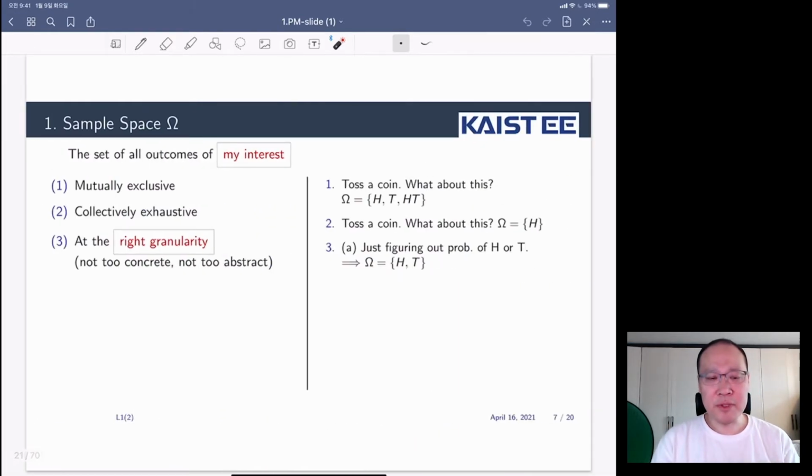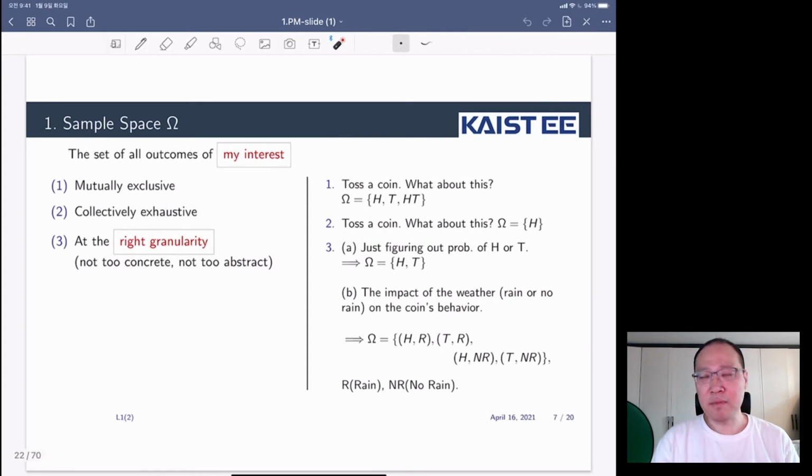And also the sample space should be made such that it has the right granularity, which means that it does not have to be too concrete or too abstract. So for example, if my interest lies in figuring out the probability of head or tail of the coin, it's enough that the sample space is H or T.